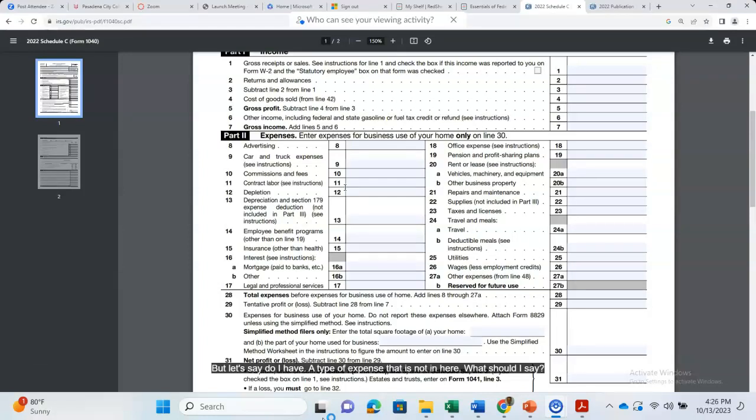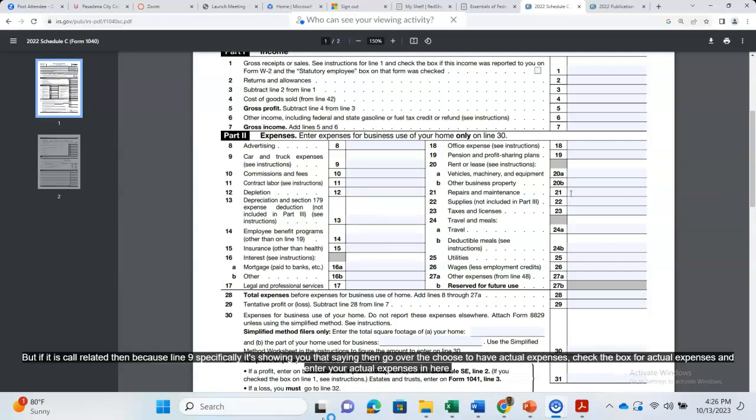But let's say, do I have a type of expense that is not in here? What should I say? I don't know honestly, but if something is not in here, then put it in other expenses. If you have, let's say, repair and maintenance, I go to repair and maintenance and list things that belong to repair and maintenance.